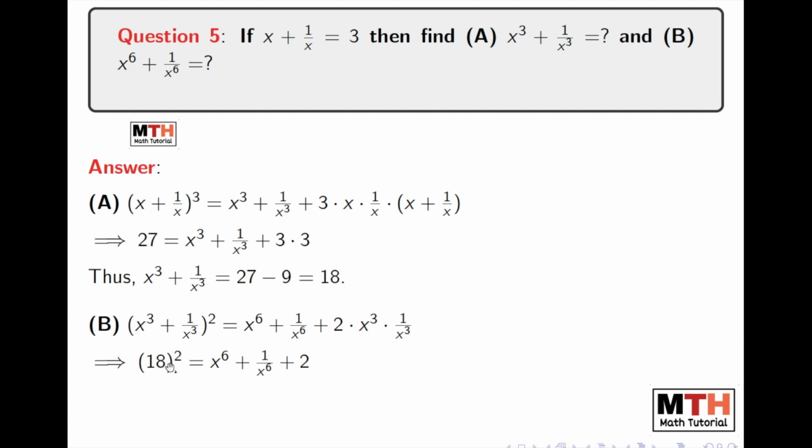So we are getting 18 square equals x power 6 plus 1 by x power 6 plus 2. Thus the value of x power 6 plus 1 by x power 6 equals 18 square, that is 324, minus 2 equals 322.